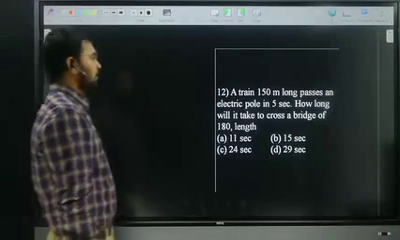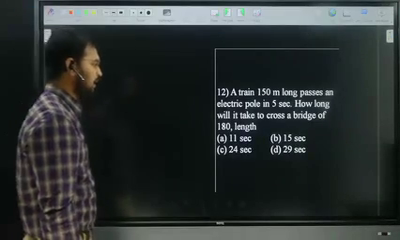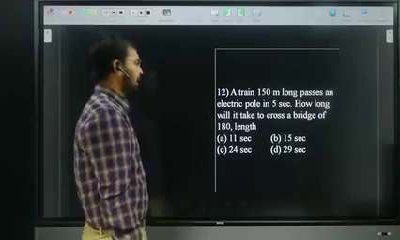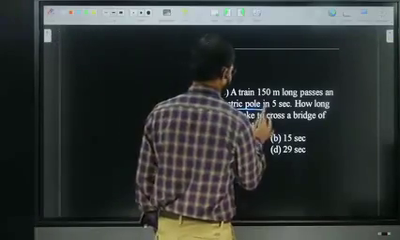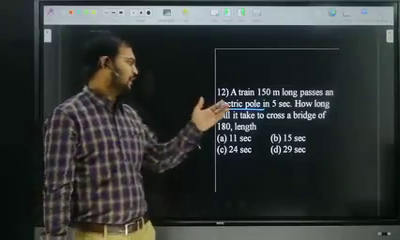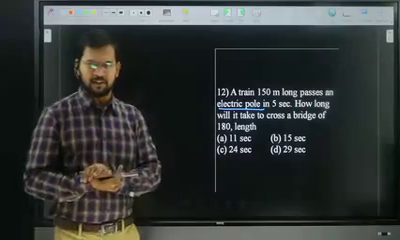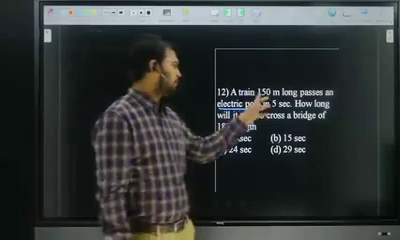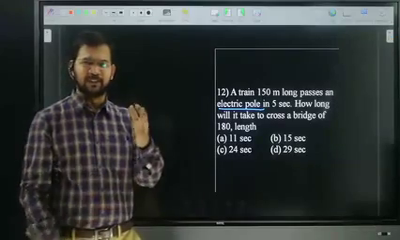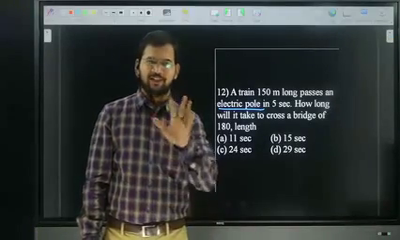A train 150 meters long passes an electrical pole in 5 seconds. How long will it take to cross a bridge of 180 meters length? First, I will explain orally. Whenever a train is crossing an electrical pole, the length of the train is nothing but the distance. So 150 meters in 5 seconds, that is, the speed of the train is 30 meters per second. All of you clear?